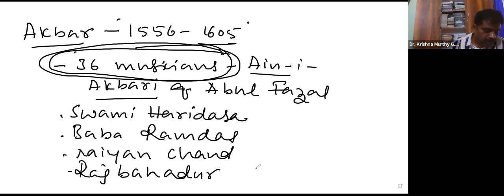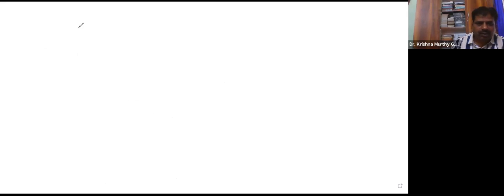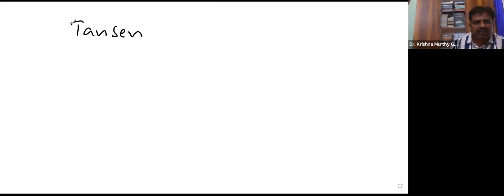Okay, and another most popular musician in his court. Among these, one of the other masterminds of music in the court of Akbar. Can you remember his name? Tansen. Fine. But Tansen, sir, he was not from his court actually. He borrowed him from the court of Gwalior. But some days he stayed in the court of Akbar. Yes, sir.